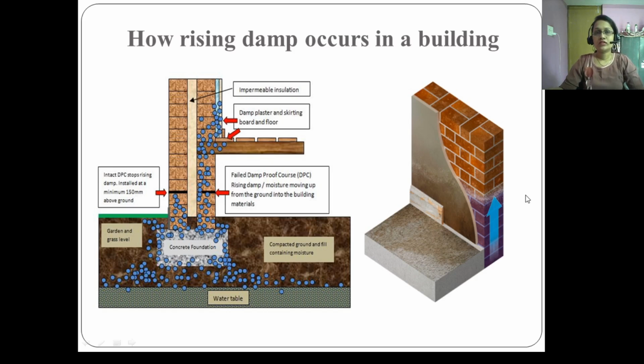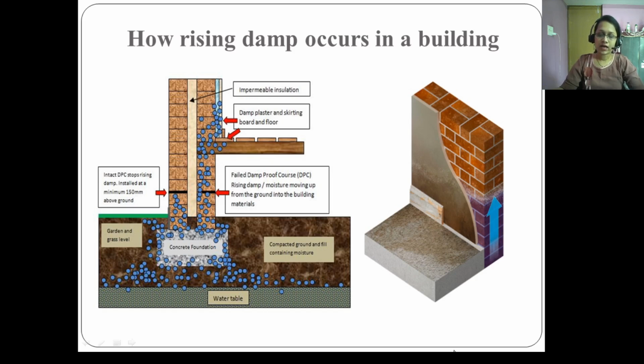You can see here this is how rising damp occurs in a building. Rising damp in a building may be defined as the upward flow of moisture through a permeable wall, as you can see in this figure, a permeable wall structure. The moisture is derived from the groundwater. It is the upward flow of moisture through a permeable wall structure. The moisture rises through the pores, that is, the capillaries in the masonry.